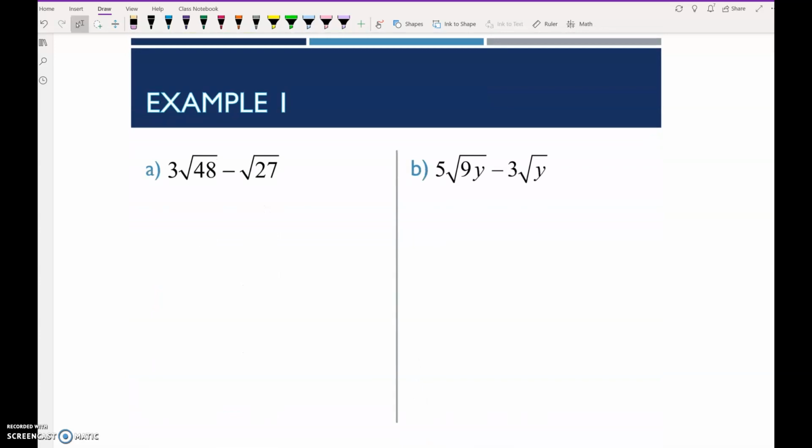So here's the problem in example 1. These radicals are not the same, so we cannot add or subtract them. So we need to take the square root of 48 and simplify it. Remember, when we simplify it, we are trying to split it into a perfect square times something else.